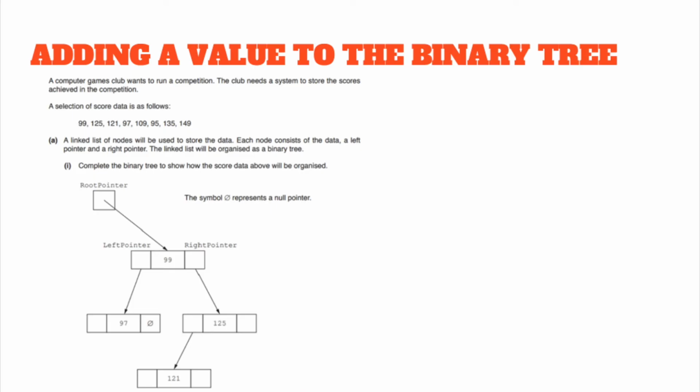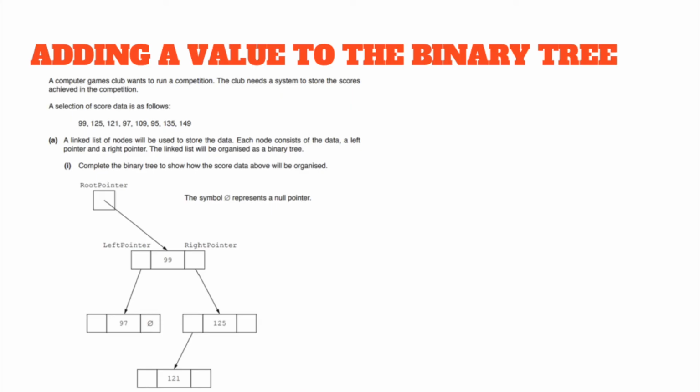So you start with the root pointer, which points to 99. Then you look at the value 125, which is greater, so that's on the right hand side. And then you've got the value 121, which is less than 125, which goes on to the left hand side of 125. The next value is 97, so you compare it with the root. That's less than that, so it's on the left hand side. Okay, so those are done for you.